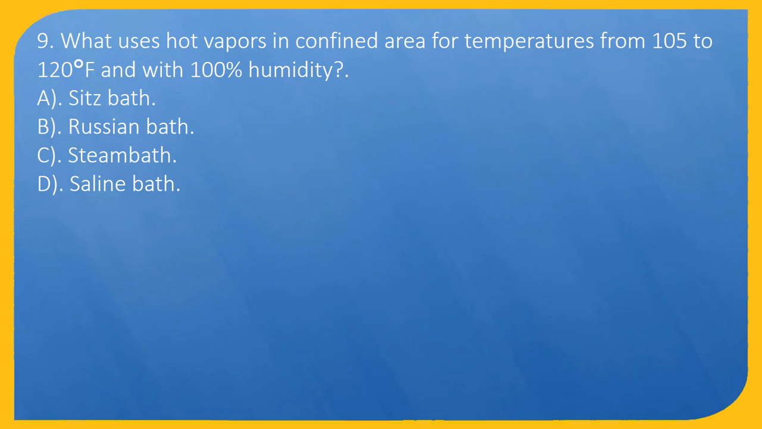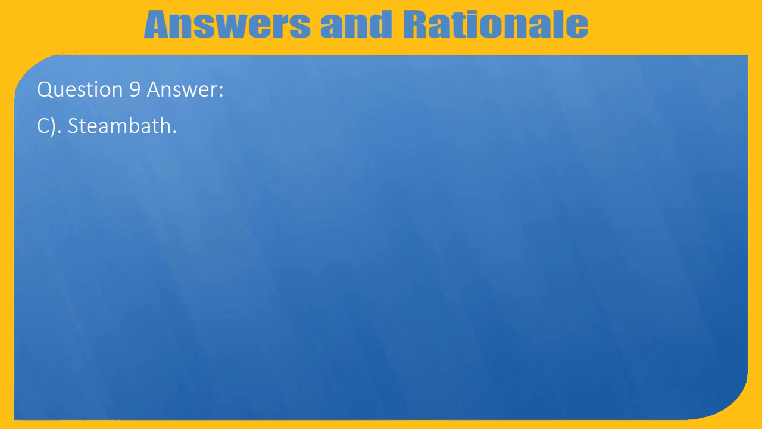Question 9. What uses hot vapors in a confined area for temperatures from 105 to 120 degrees Fahrenheit and with 100% humidity? A. Sitz bath. B. Russian bath. C. Steam bath. D. Saline bath. Question 9. Answer. C. Steam bath.